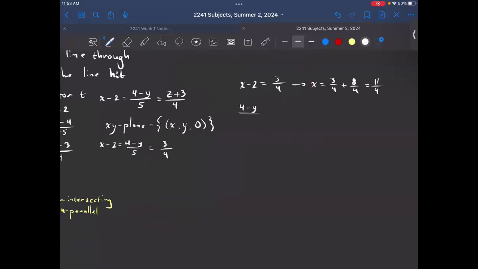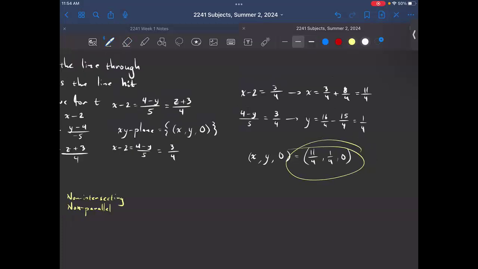And now we have 4 minus y over 5 equal 3 over 4. That one's a little trickier to solve, but you get y equals 4 minus 15 over 4, and that'll be 16 over 4 minus 15 over 4. So we have 1/4 for our y coordinate. And so the point of intersection with the xy plane is 11/4, 1/4, 0. That is our solution for problem number 2.